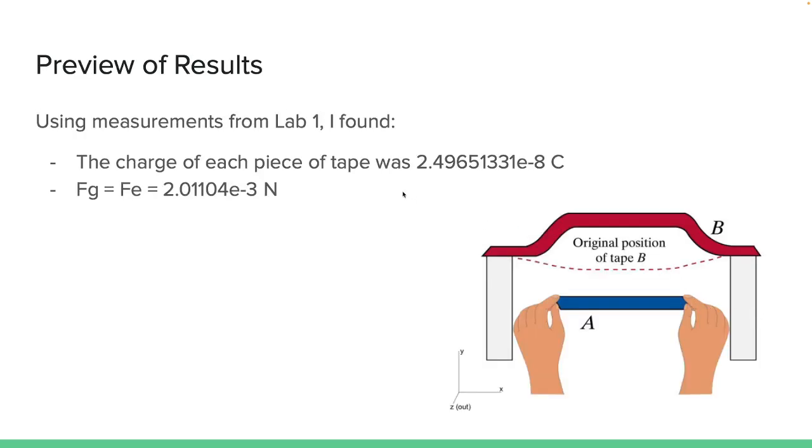The preview of the results is that this time the charge was different from lab 1. It was instead 2.5 times 10 to the negative 8 coulombs, and the force of gravity was equal to the force of electricity, which was expected.